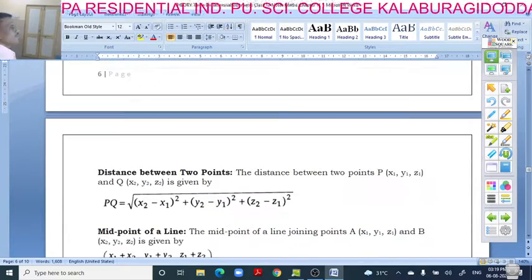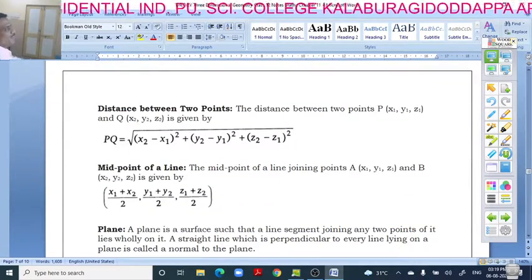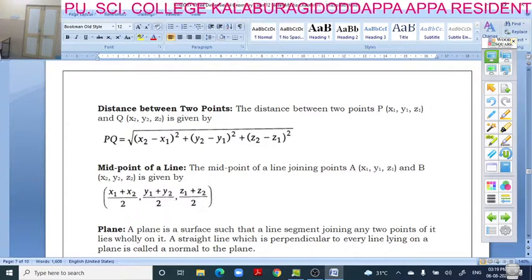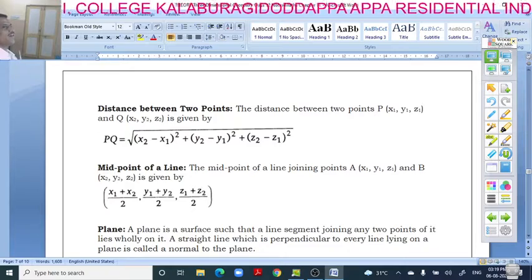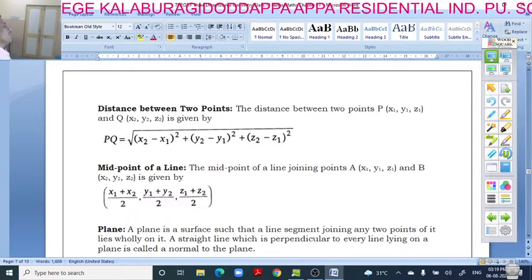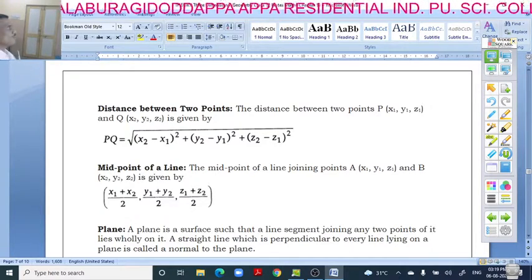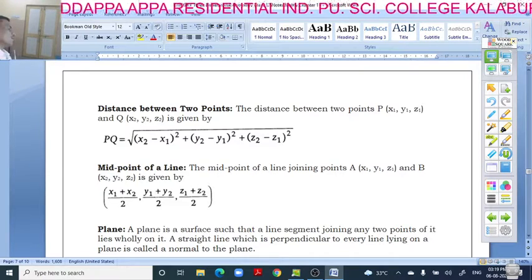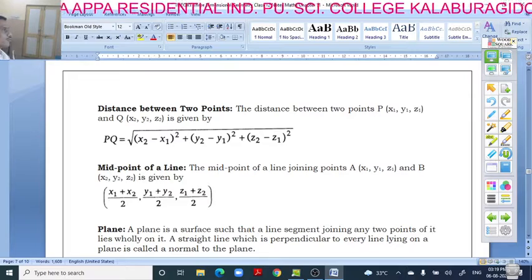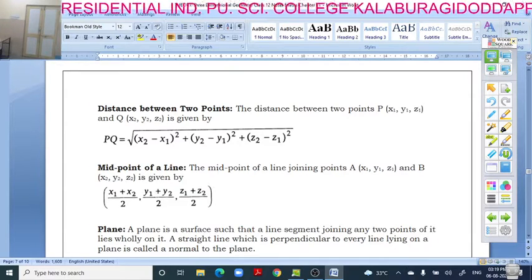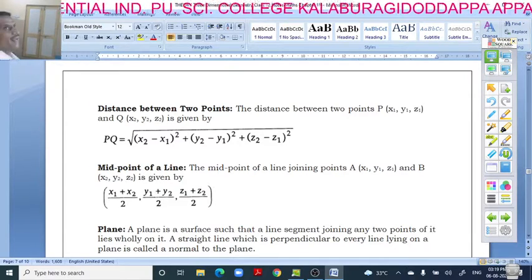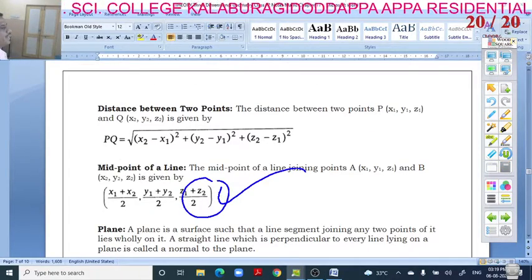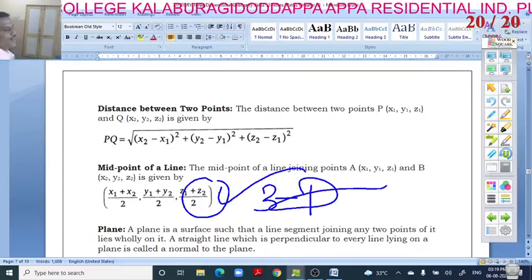So next, distance between two points may be studied in the PUC first year 3D. The distance between two points P having coordinates x1, y1, z1 and Q having coordinates x2, y2, z2 is given by the square root of (x2 minus x1) whole squared plus (y2 minus y1) whole squared plus (z2 minus z1) whole squared. Midpoint formula: only this third coordinate is extra in case of three-dimensional geometry that you have to remember.